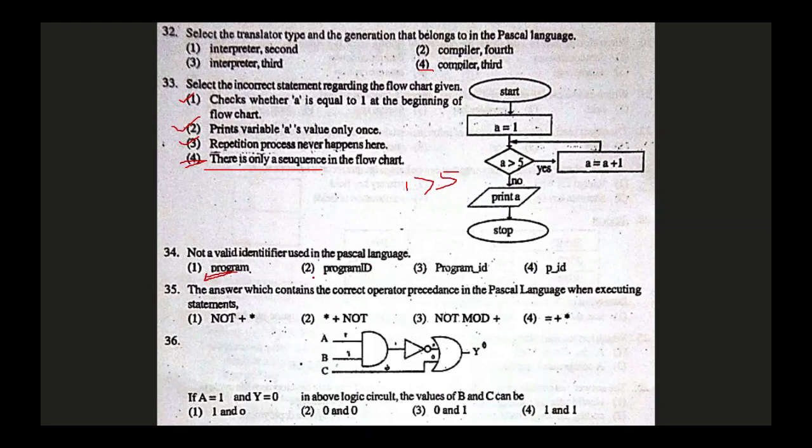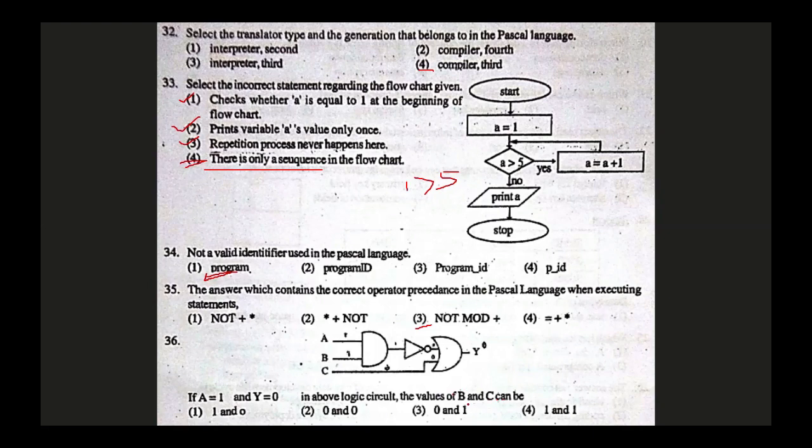You know that identifier, we define that these are valid identifiers. Here program and id we have used, here we have underscore, here is also underscore. We cannot give spaces like that, you know that. The answer which contains the correct operator precedence in Pascal language, actually you know that in Pascal we use this, not mod plus. These are the precedents.